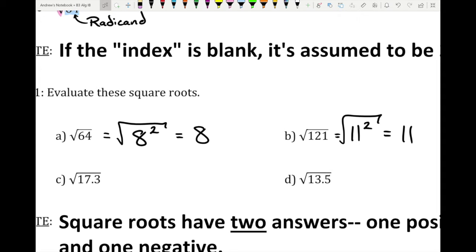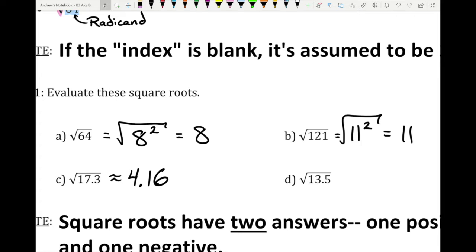So the square root of 17.3, right? 17.3 with a little square root is going to come out to about, I'm going to use a little squiggly equal sign because I have to round it, so otherwise I'm going to be writing numbers forever. It's about 4.16, you could call it.